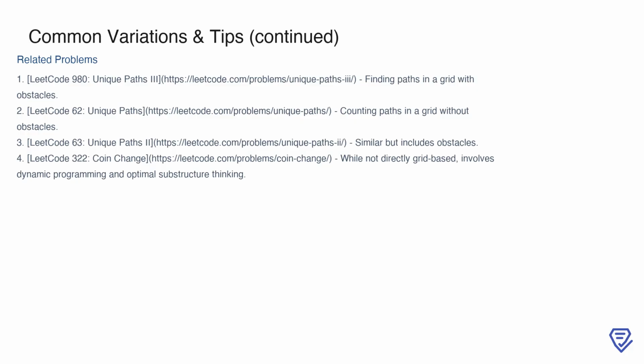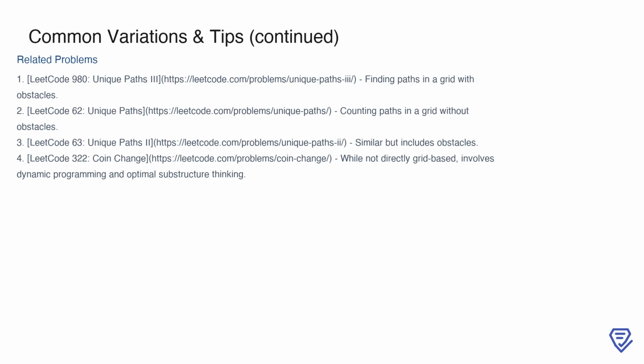If you're looking for related problems to practice, there are several that can help reinforce the skills needed for this challenge. For instance, LeetCode 980, Unique Paths 3, involves finding paths in a grid with obstacles, which requires careful handling of movement constraints. Similarly, LeetCode 62, Unique Paths, focuses on counting paths in a grid without obstacles, while LeetCode 63, Unique Paths 2, is a variation that includes obstacles. Each of these problems tests your ability to navigate grids effectively.